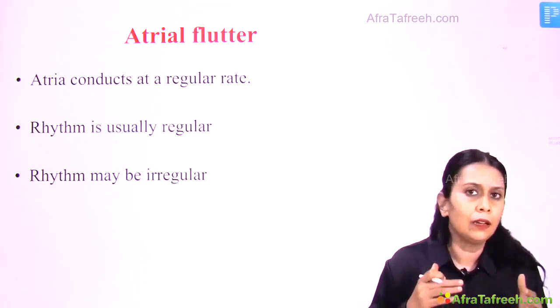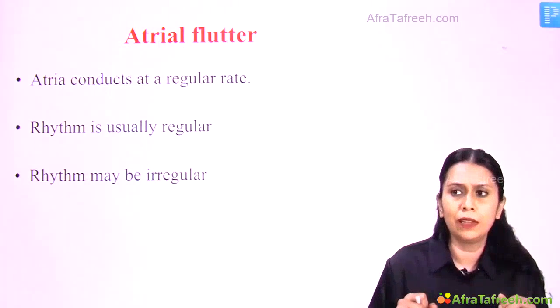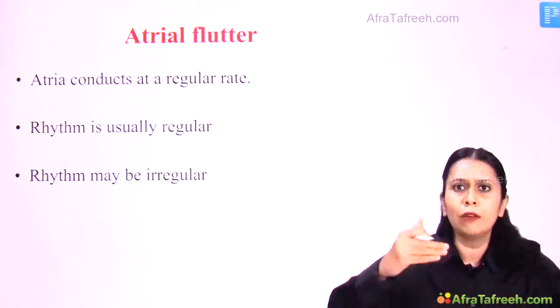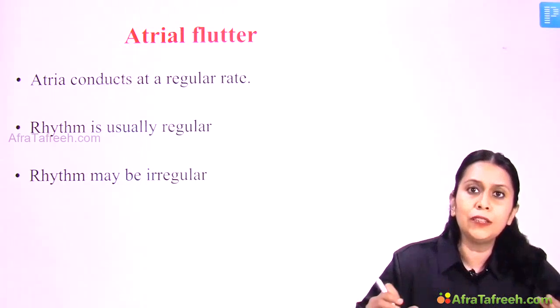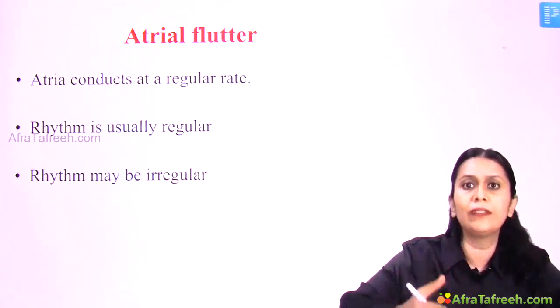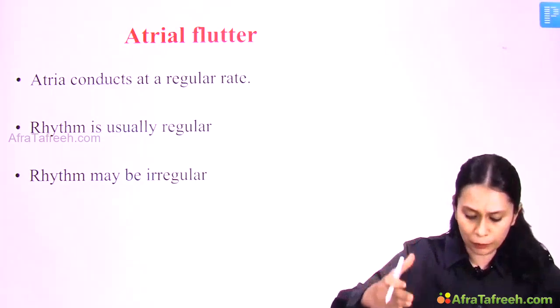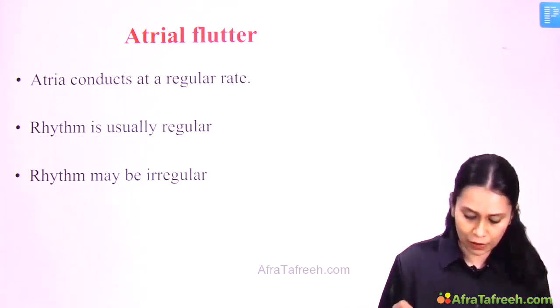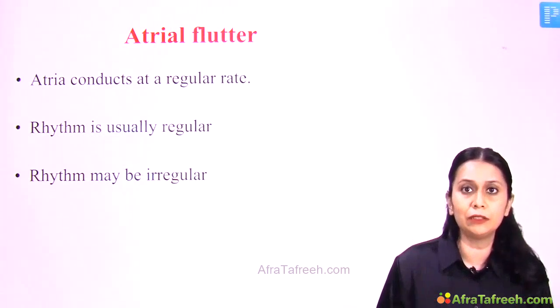Let's say after every 2 P waves I would get a QRS complex. Let's say 150 is not taken by the ventricle. Only after 3 atrial impulses, 1 impulse is taken up by the AV node. So after 3 P waves I will get 1 QRS complex, but the rhythm would usually be regular. Okay, so rhythm is usually regular, but sometimes it may even be irregular when the AV node is not conducting in a regular manner.